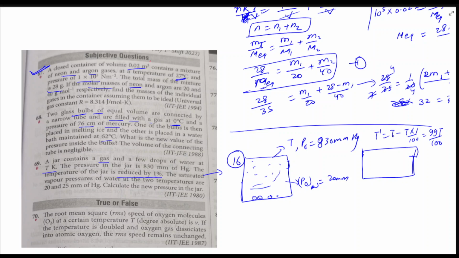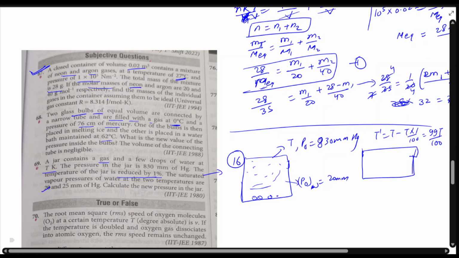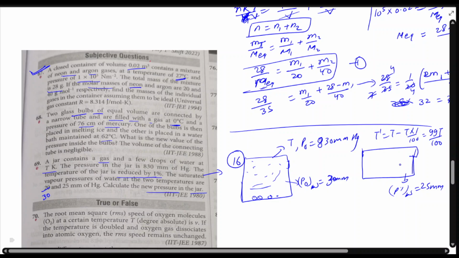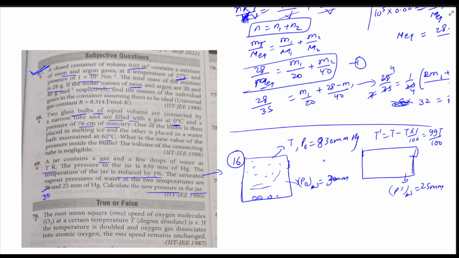As the temperature increases, partial pressure will increase. So it's not 20, it must be 30. So this is 30 mm. Now, as the temperature decreases, P dash of water will become 25 mm, right? So we have to find the new pressure of this jar. Look, the temperature decreases, so the overall pressure should also decrease.